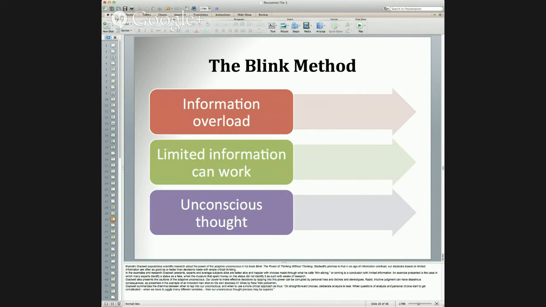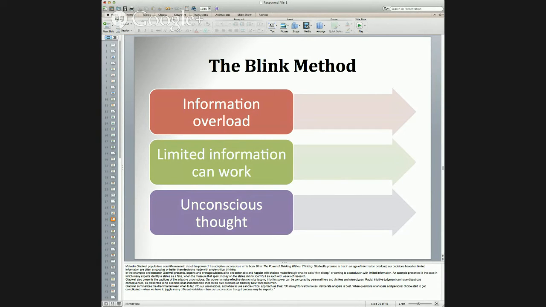Gladwell's premise is that in an age of information overload, our decisions based on limited information are often as good or better than decisions made with ample critical thinking. In the examples and research Gladwell presents, experts and average subjects alike are happier with choices made through what he calls thin slicing, or coming to a conclusion with limited information. An example presented is the case in which many experts identify a statue as a fake, when the museum that spent money on the statue did not identify it as such with weeks of research.